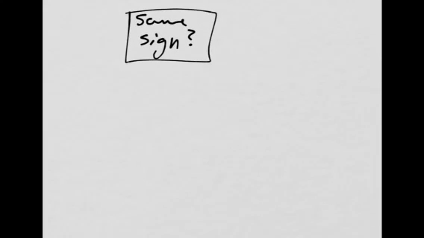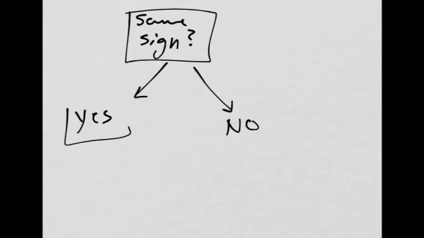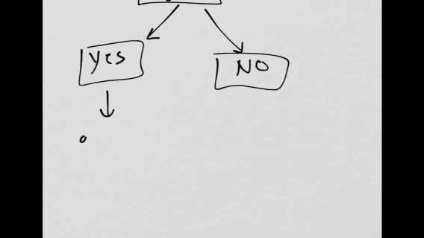So, is it the same sign? The two answers to that could be yes, or it could be no. And you do different things depending on which answer you give. If your answer is yes, both of the numbers have the same sign, like a negative minus something, or a negative plus a negative, or a positive plus a positive, then all you do is you add the numbers and keep the sign.